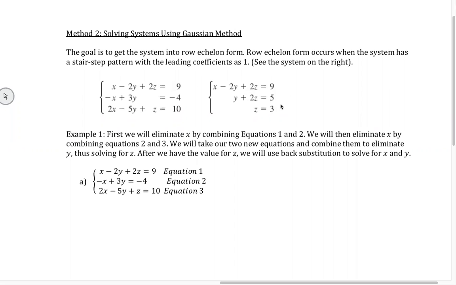Now we start with what's on the left. It says X minus 2Y plus 2Z equals 9. Then it says negative X plus 3Y equals negative 4. And then it says 2X minus 5Y plus Z equals 10. So how do I go from this to this? Now, you are not going to be required to do this method. Your calculator will do it for you. But let's see if I can show you everything that's going on.